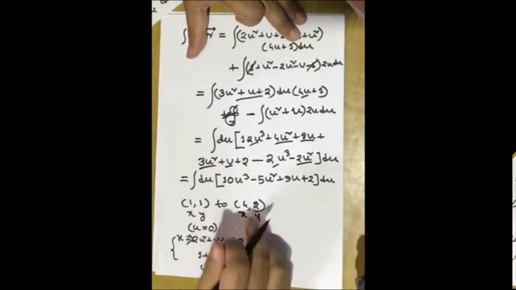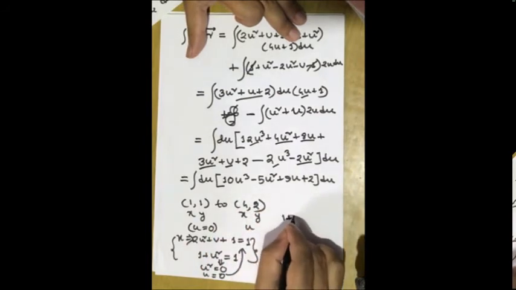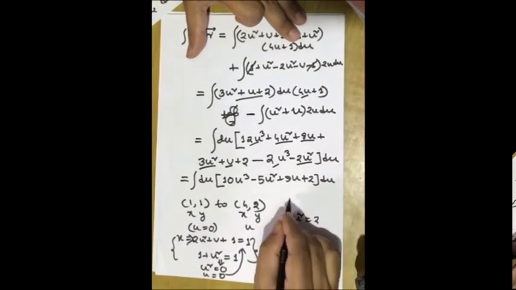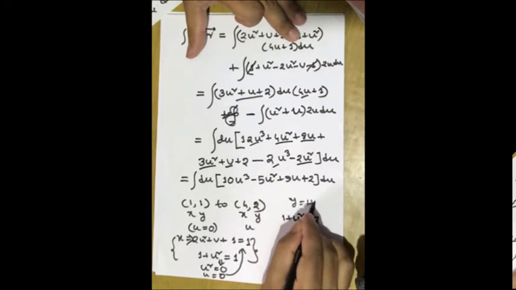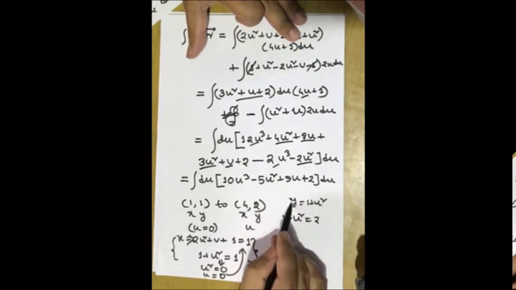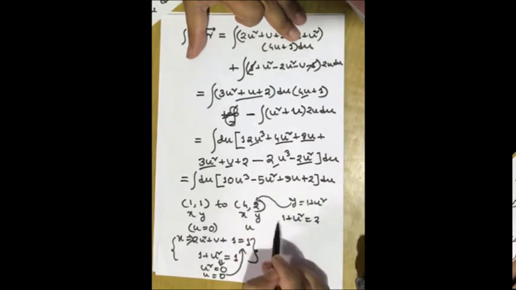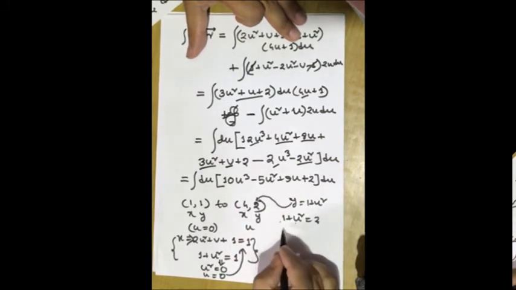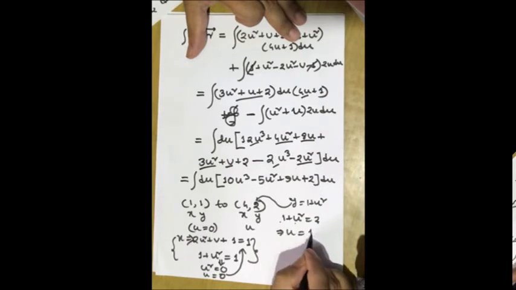In this expression, y we know is 1 plus u square, right? And the value of y at this point is equal to 2. Therefore 1 plus u square is equal to 2, then u square is equal to 1. Therefore u is equal to plus minus 1.